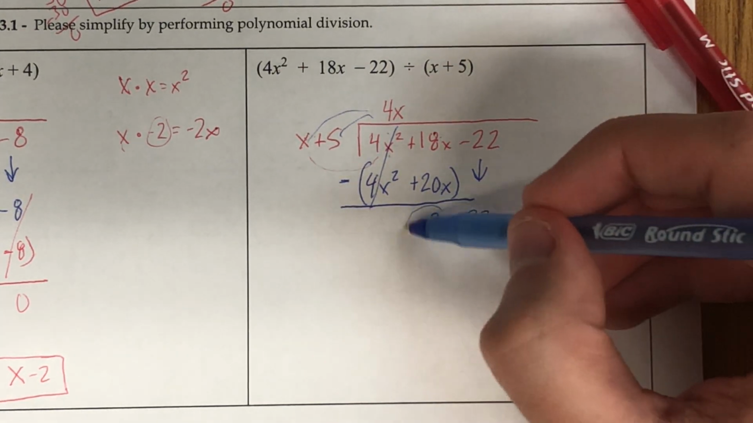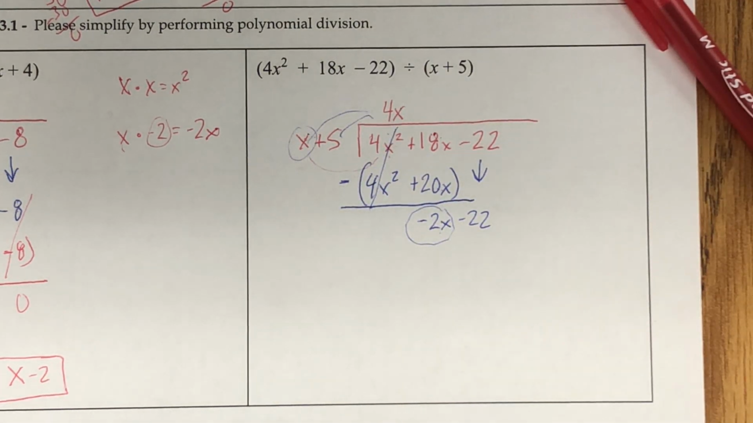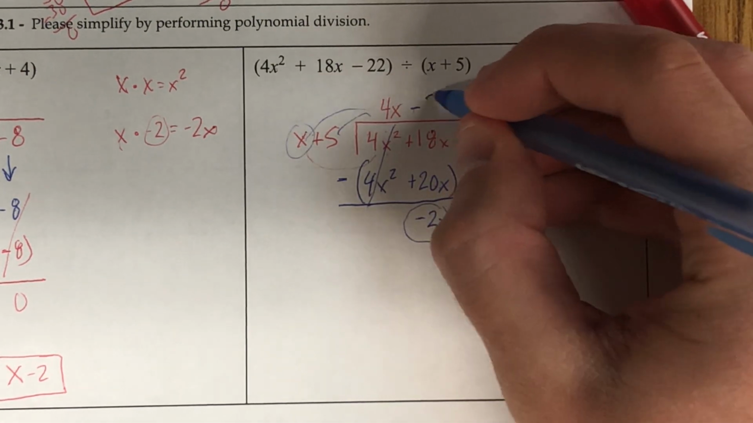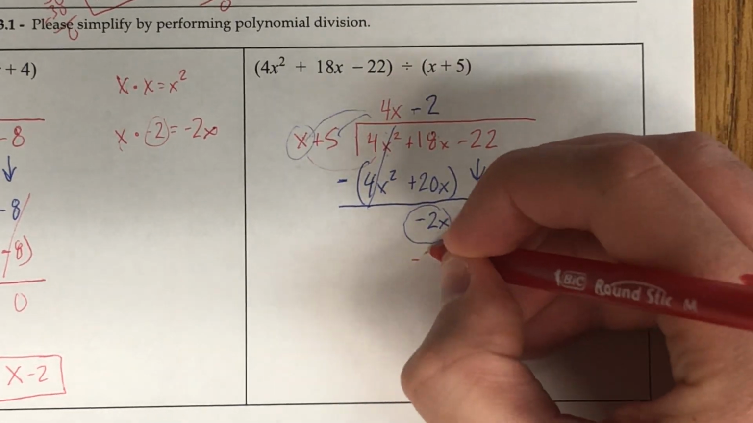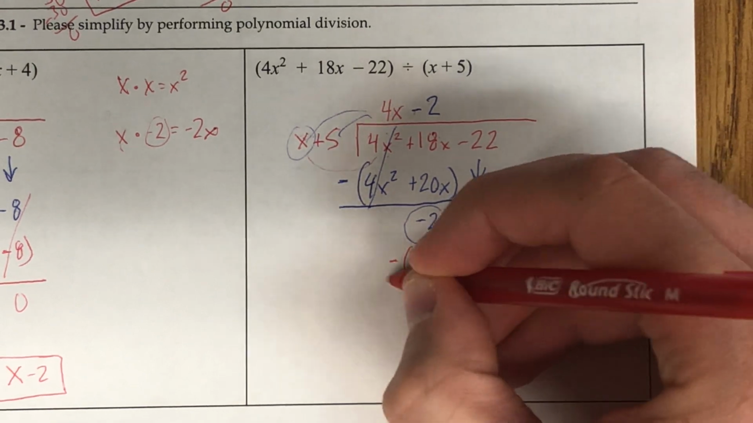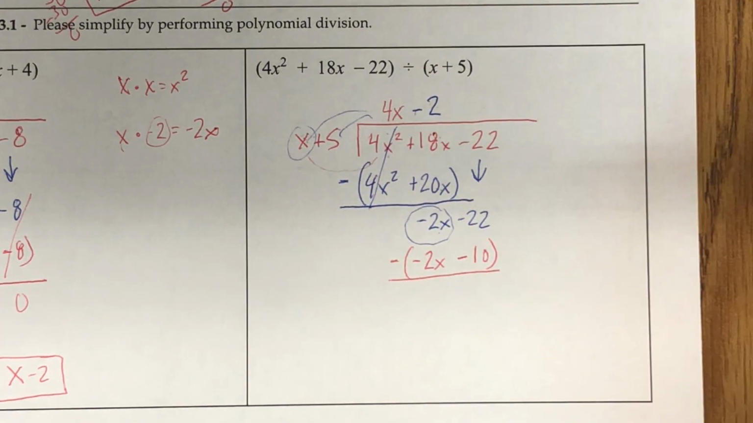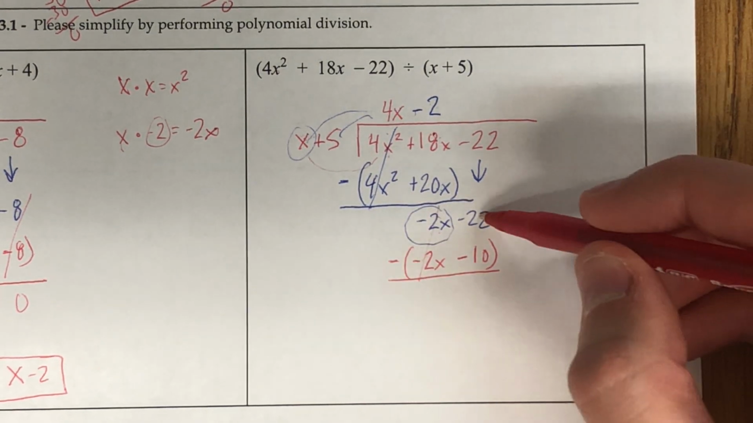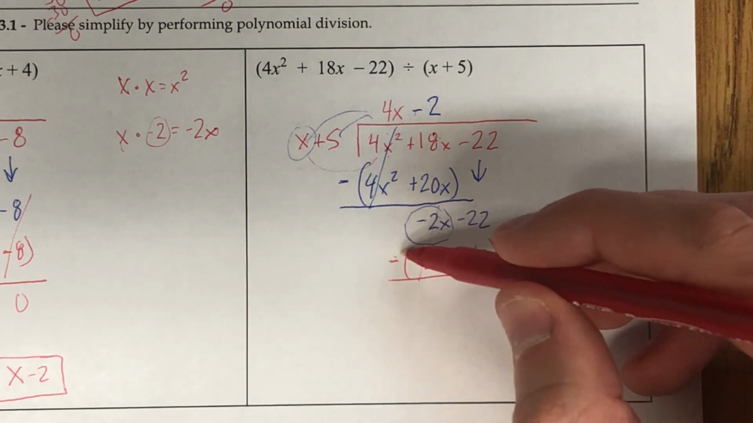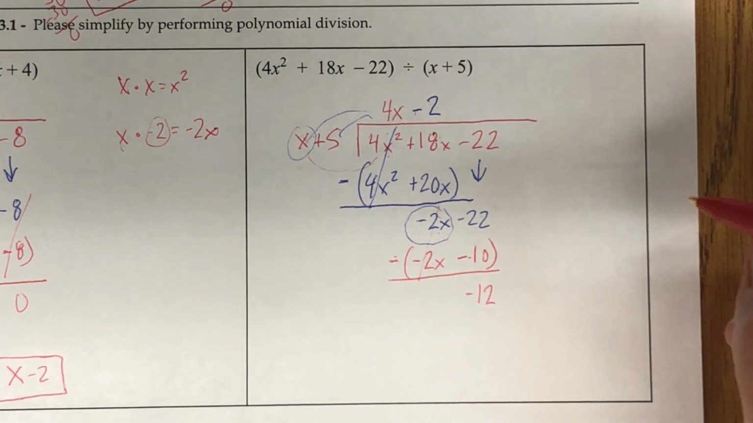So now I look at my negative 2x and I think, what do I need to multiply x by to get negative 2x? x times negative 2. So negative 2 times x is negative 2x. Negative 2 times 5 is negative 10. So negative 2x minus negative 2x, those will cancel. Negative 22 minus negative 10, or negative 22 plus 10, is negative 12.